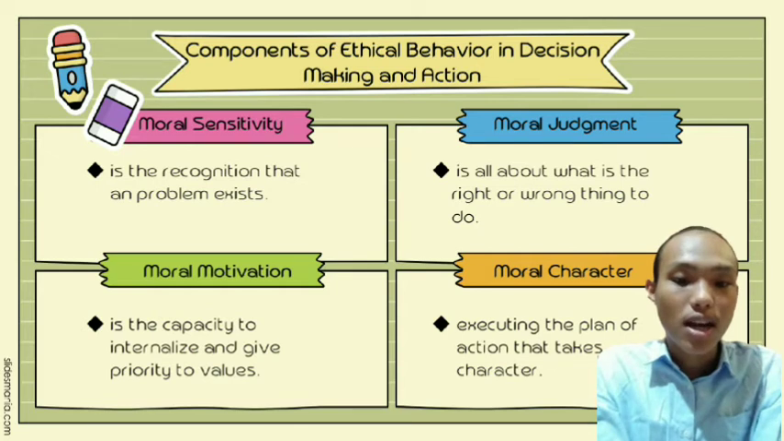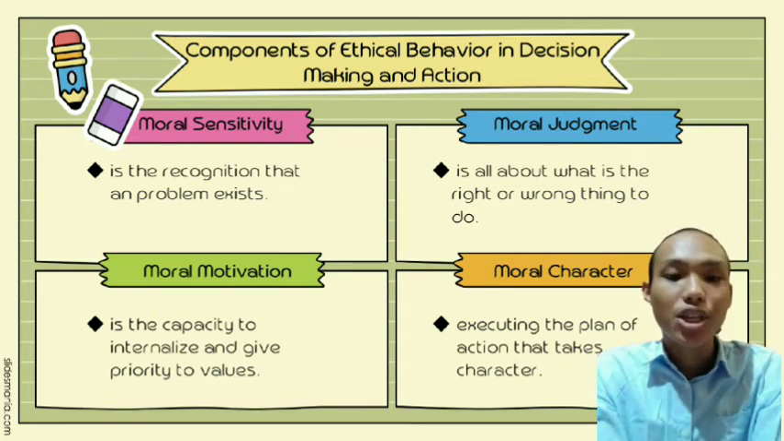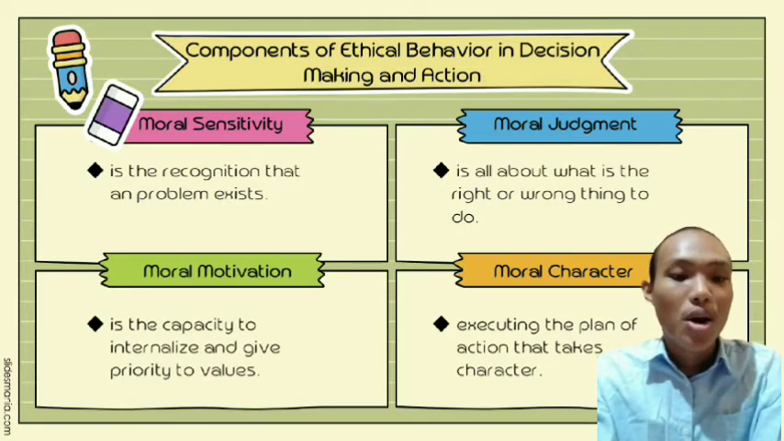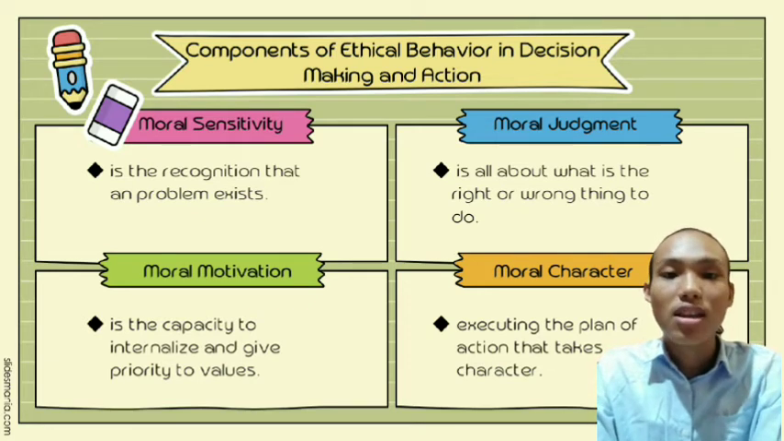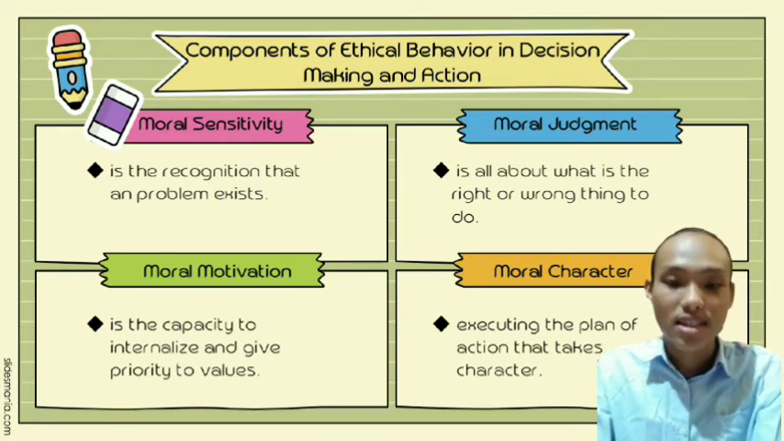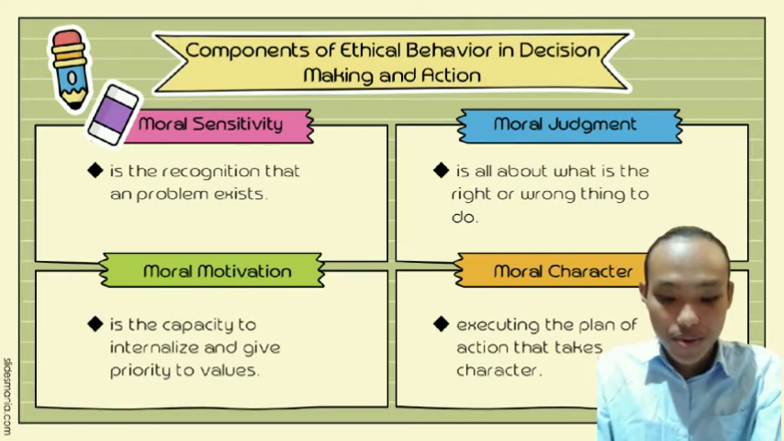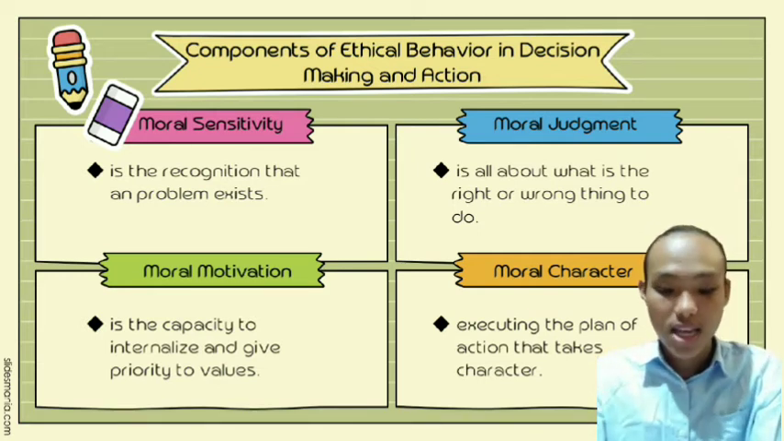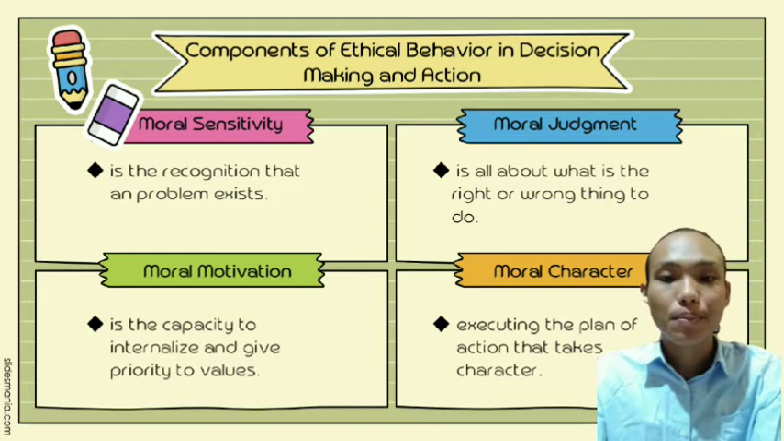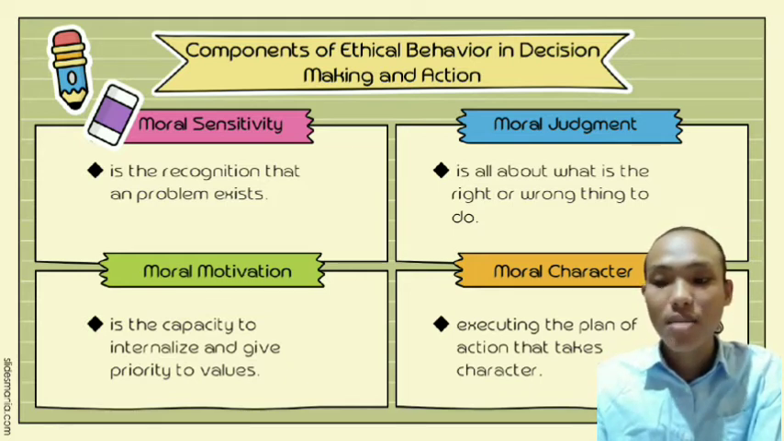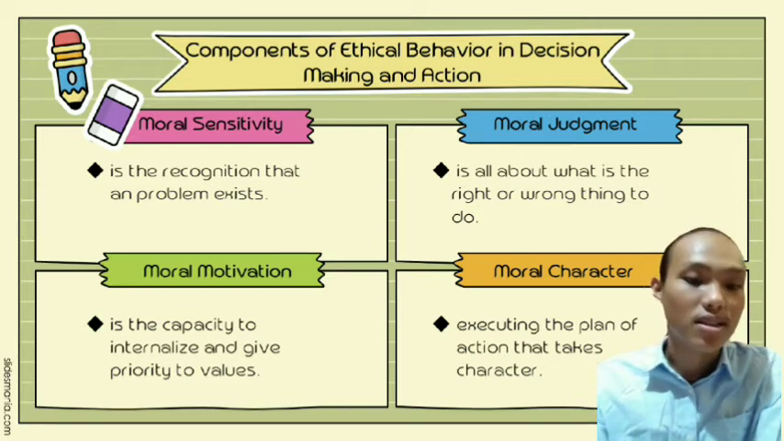The next are the components of ethical behavior in decision making and action. The first is moral sensitivity. Moral sensitivity is a recognition that a problem exists. So, moral sensitivity is the ability to identify existing moral problems and understand the moral consequences.